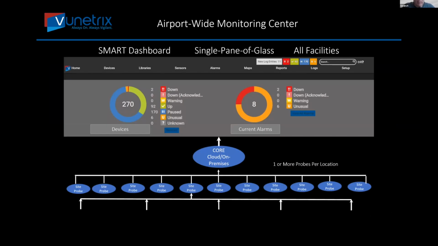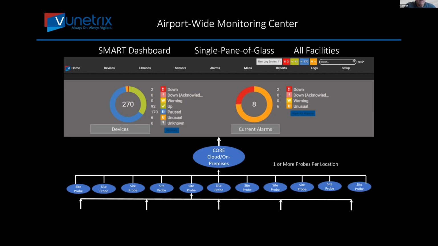Just a quick PowerPoint of what our dashboard is. I'll show you what it looks like. But effectively, we have a core component of software that's sitting on a Windows-based server in your environment. It can be on the cloud. In airports, I think we're pretty much always talking about on-premises from a cybersecurity point of view. So that's where the main things are happening on this solution.